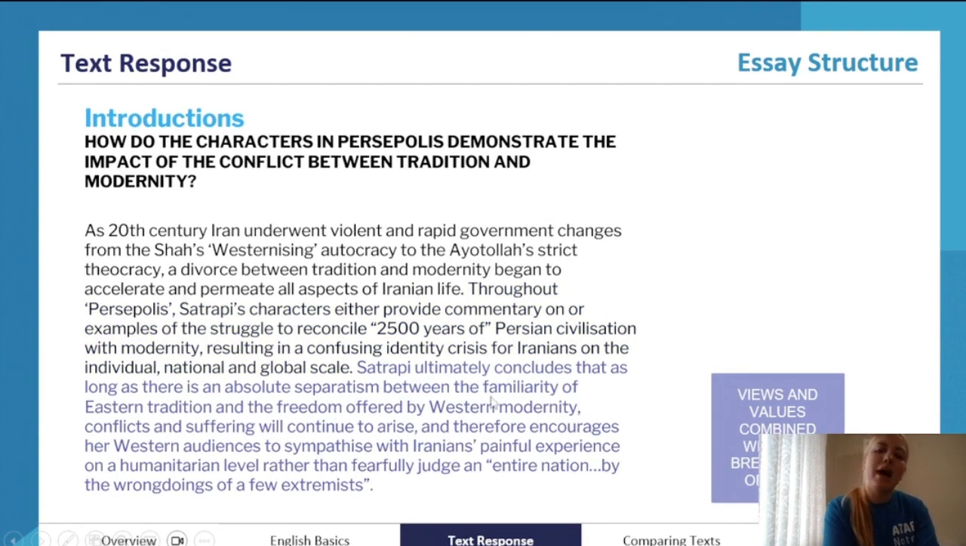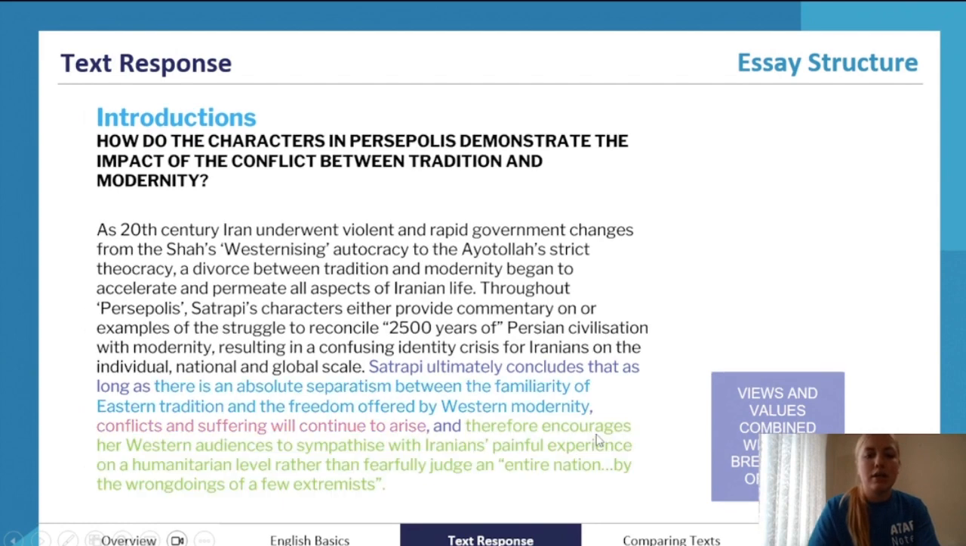And then it combines further ideas for the contention rather than signposting the arguments with a views and values message. So it's suggesting that conflicts and suffering will continue to arise. That's another argument, that as long as there is absolute separatism, or people don't know what to choose between the familiarity of Eastern tradition and the freedom offered by Western modernity, there will be more conflicts and suffering. That's just part of an extension of that contention.